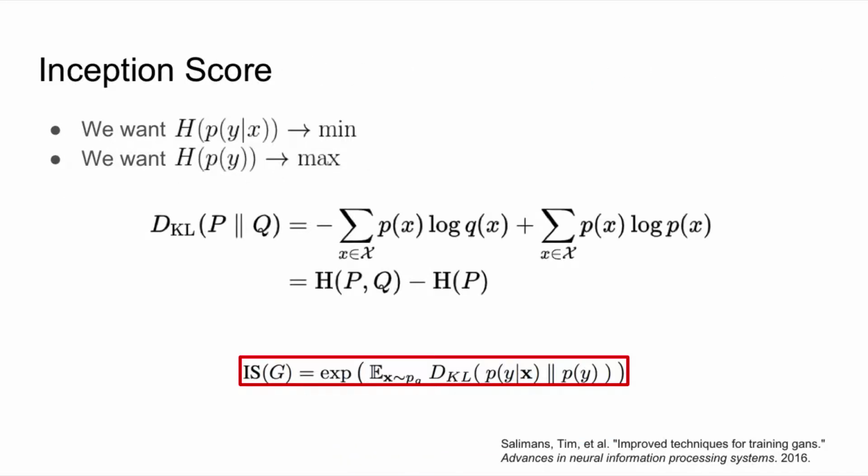From the probability theory, we could remember that Kullback-Leibler divergence between two distributions is the difference between the cross entropy and the entropy. Taking into account the fact that we want the minimization of the first entropy and the maximization of the second entropy, we can combine them into a Kullback-Leibler divergence, and here we obtain inception score. It is defined as the KL divergence between two distributions, P of y given x and P of y. And now you know how it was obtained. Note that the higher the inception score, the better is our GANs model.